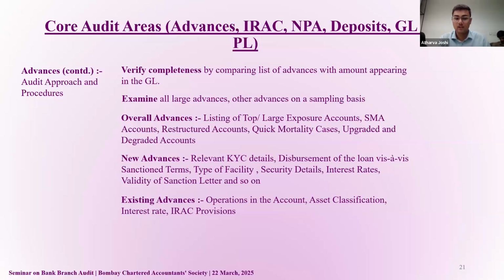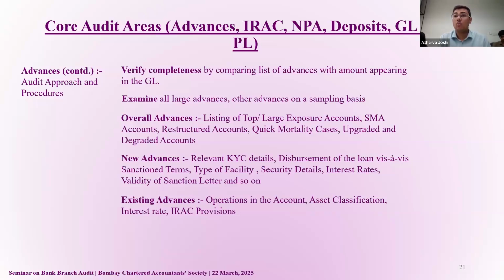So in case of new advances, we can obtain the relevant KYC details of the borrower and see whether they are properly documented by the branch management. Secondly, we can see whether the disbursement of the loan is as per the terms which are sanctioned, and it should be signed by both the parties. Thirdly, we should see the type of facility availed by the borrower, whether it is a cash credit, an overdraft or a term loan.